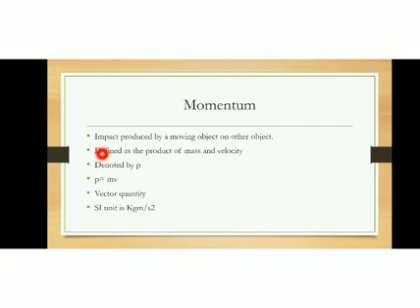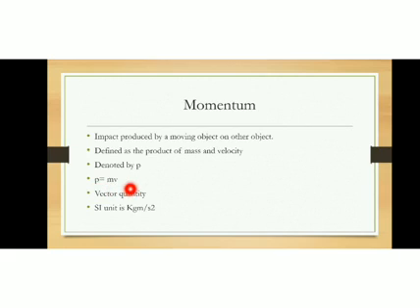Momentum is defined as the product of mass and velocity, because momentum depends on mass and velocity, and it is denoted by the letter small p. And what is the equation to find momentum? Momentum p equals mv, where m is the mass and v is the velocity of the object. This equation is very important.